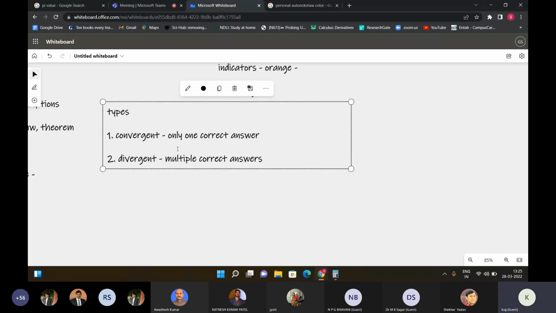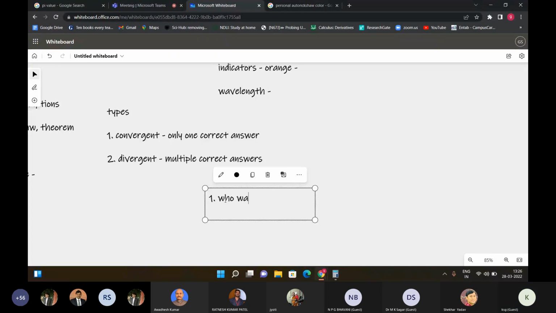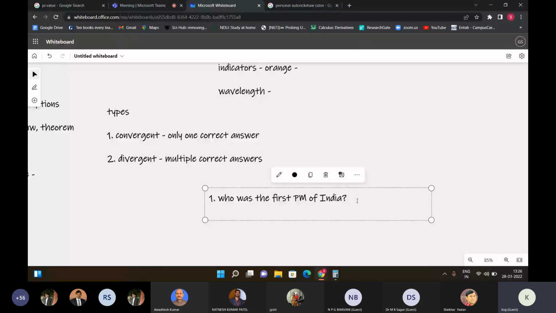Now, let me share a small example, and then with that example, we will quickly summarize. We asked a question to a student: who was the first prime minister of India? So we gave this question. Most of the students gave the answer that Pandit Jawaharlal Nehru was the first prime minister of India.